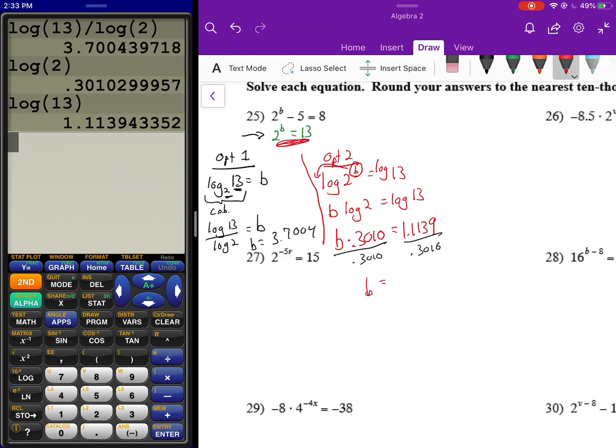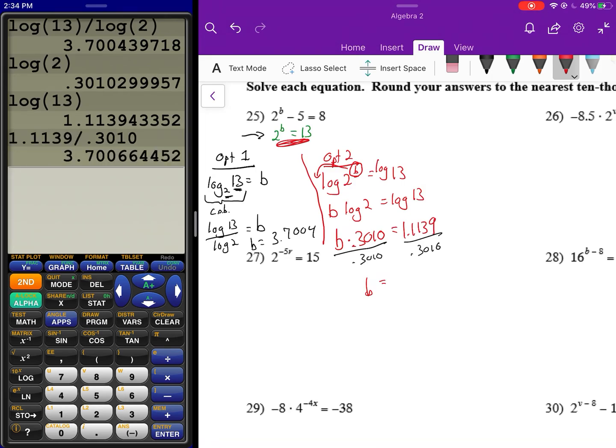And we get, so 1.1139 divided by 0.3010 gives us 3.7007, which is not the same as this. It's very close and it's not the same. The reason it's not the same is because we did rounding early on.